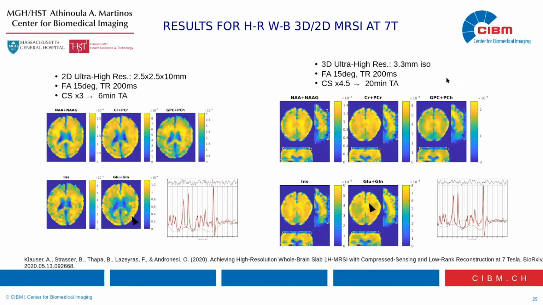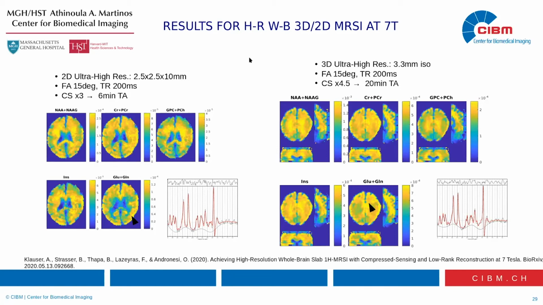Eventually, having this result working at 3 Tesla, we were glad to test it at the Martino Center, thanks to Ovidio Andrenesi, and the implementation of the method at 7T was kind of straightforward. The sequence is quite simple, so it's easy to adapt to another scanner, and the reconstruction is basically the same. So we could just reacquire it.